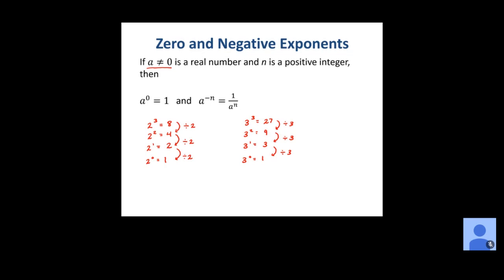Okay. Now, if you want to continue this pattern to look at negative exponents, because that's the next thing we're going to look at, if I were to divide this by 2 again, what are we going to get?